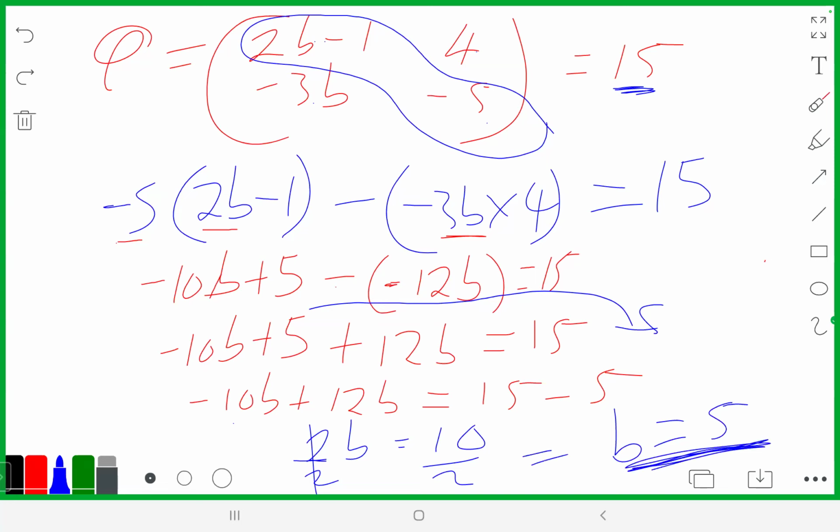Okay, I'm not clear. Okay. Where you said negative 10b minus 12b.